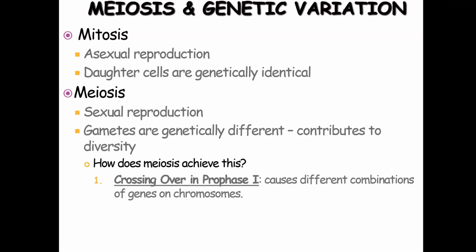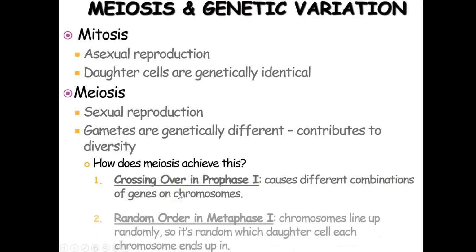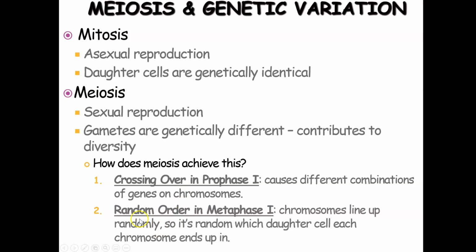How does meiosis achieve this genetic diversity? It's because of the crossing over process that happens in prophase 1. It causes different combinations of the genes on the chromosomes. And then also the random order in metaphase 1, where the chromosomes line up randomly, so it's random which daughter cell each chromosome ends up with.